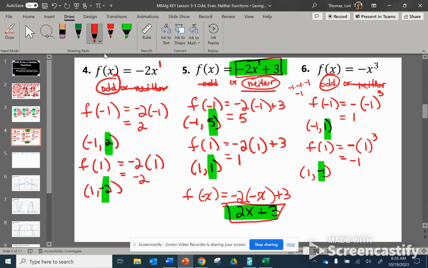Okay, let's do the same test for this third one here. So we have f of -x equals negative from the expression. And then we have -x plugged in, raised to the third.